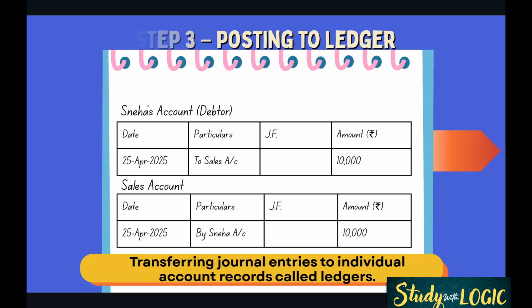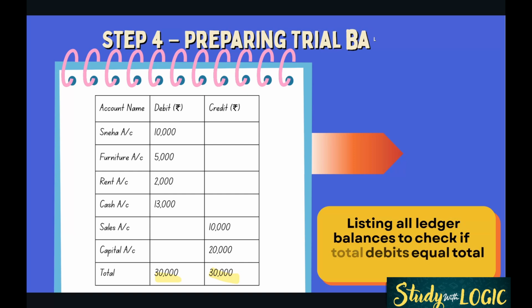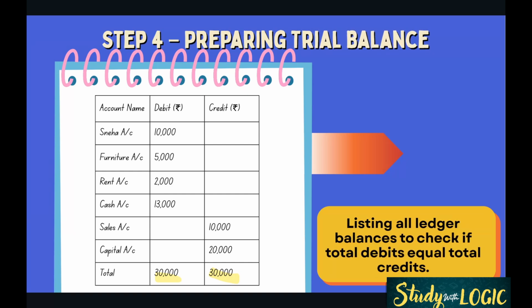Next, we have step 4, preparing trial balance. In the fourth step of the accounting process, trial balance is prepared. After journalizing and posting transactions in the ledger, trial balance is the statement which takes into account all the debit and credit balances from the ledger accounts. It is prepared in order to verify whether the balances of debit and credit are matching or not.